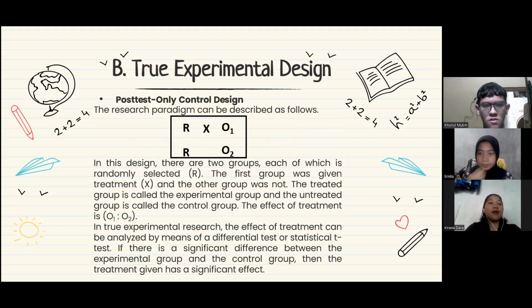Next. The first kind is post-test only control design. The research paradigm can be described as follows in the picture. In this design, there are two groups, each of which is randomly selected, R. The first group was given treatment X and the other group was not. The treated group is called the experimental group and the untreated group is called the control group. The effect of treatment is O1 divided by O2.